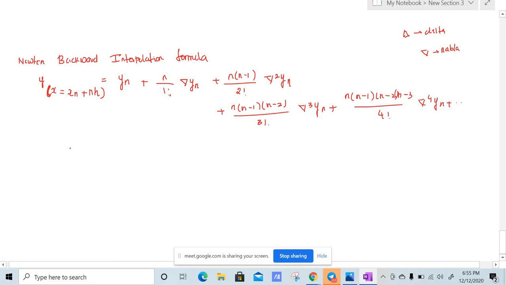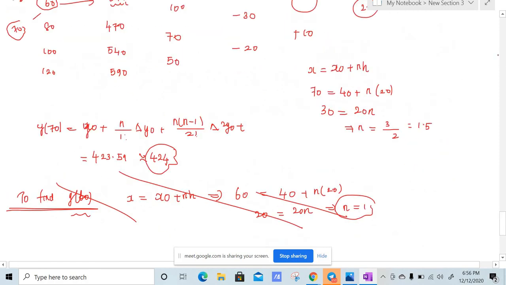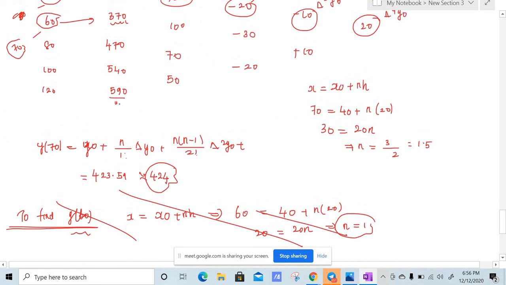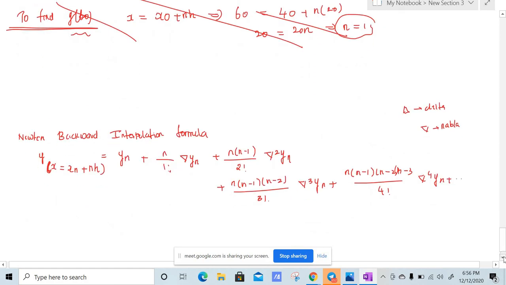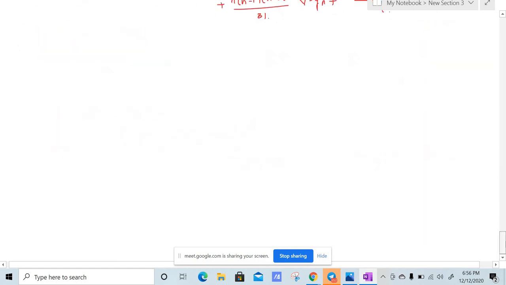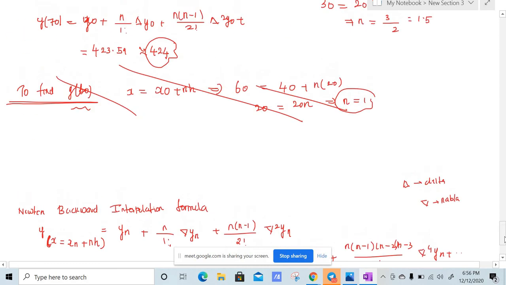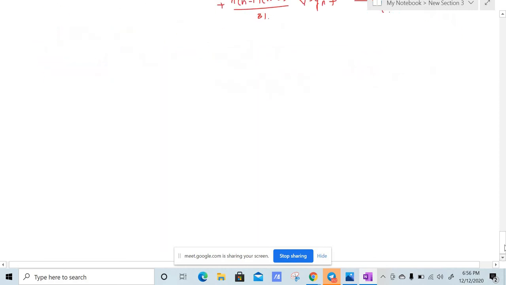Now we'll do one more problem with this. Everything is the same, you just have to choose the last value. Here we use the first value, so this is del y naught, this is del square y naught. If you choose the last value, this is yn, this is del yn, this is del square yn, this is del cube yn, this is del power 4 yn. That's it. I'll explain with one problem. Both are similar. The only thing is you should choose the last value.